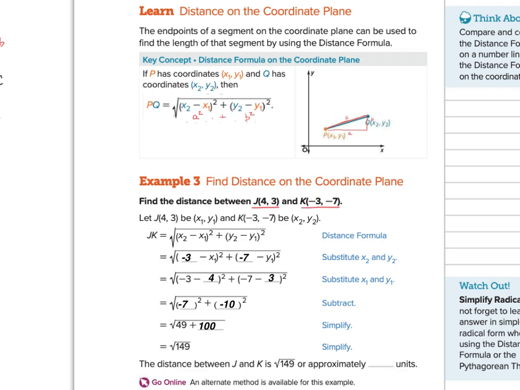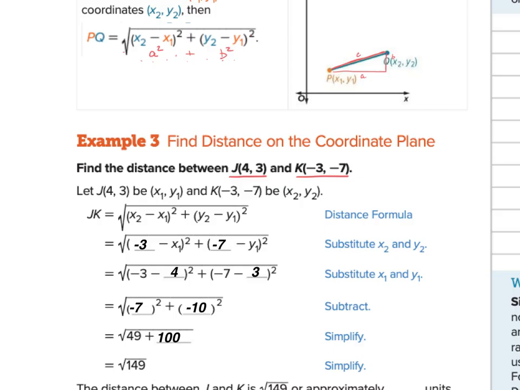Well, they gave me the formulas, and they've gone ahead and identified them. They said, hey, J is x1, y1. K is going to be x2, y2. And then we just plug the values into our formula, JK. So again, this was x1, y1. This is x2, y2. And we plug those values into our formula and we simplify, okay?